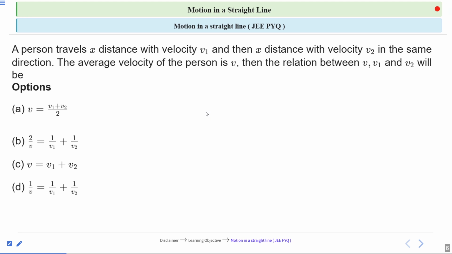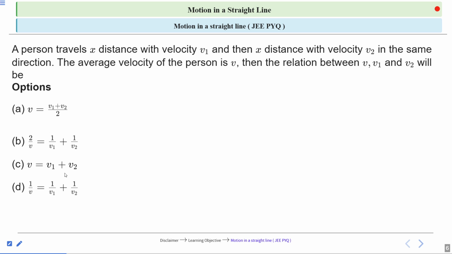A person travels x distance with velocity v1 and then x distance with velocity v2 in the same direction. The average velocity of the person is v. Then the relation between v, v1 and v2 will be what? So in this question, you have to find out the relation between average velocity v, v1 and v2.